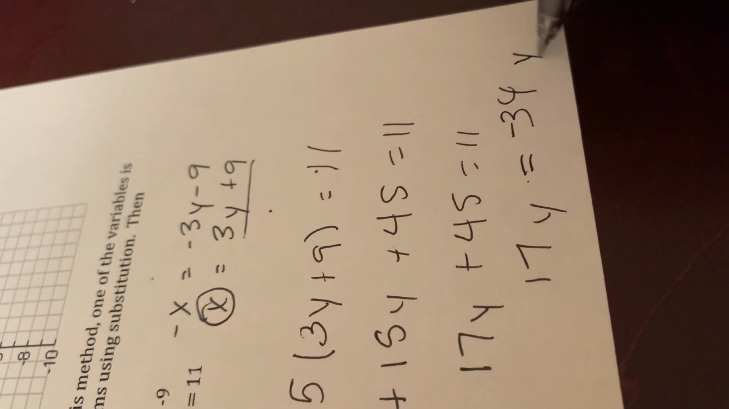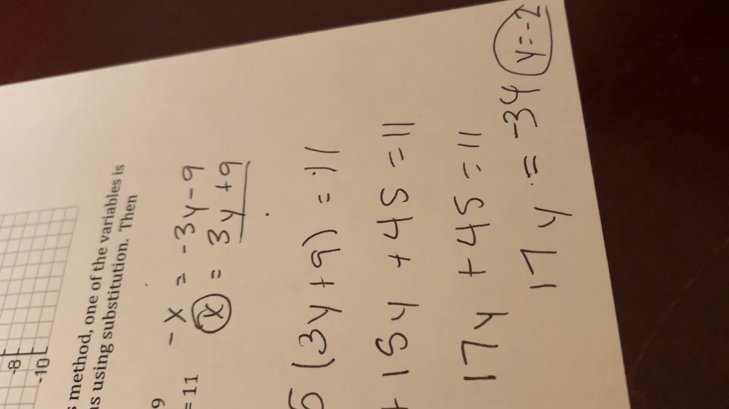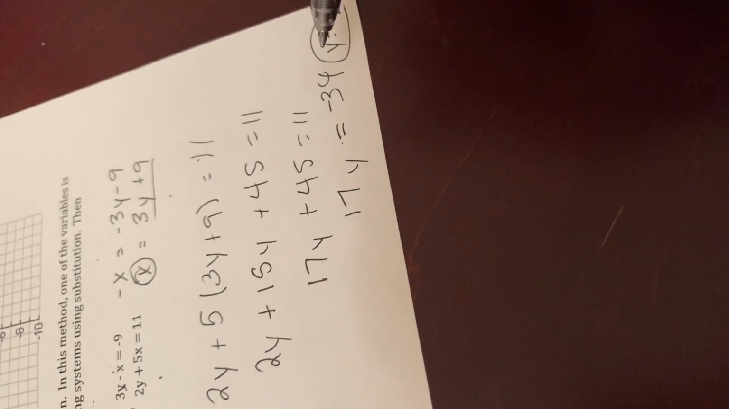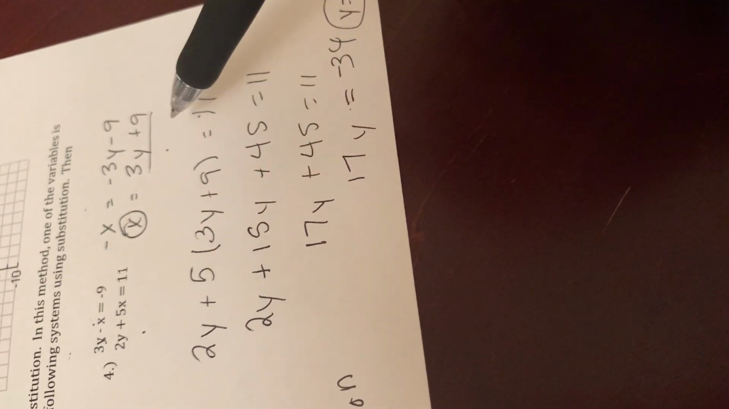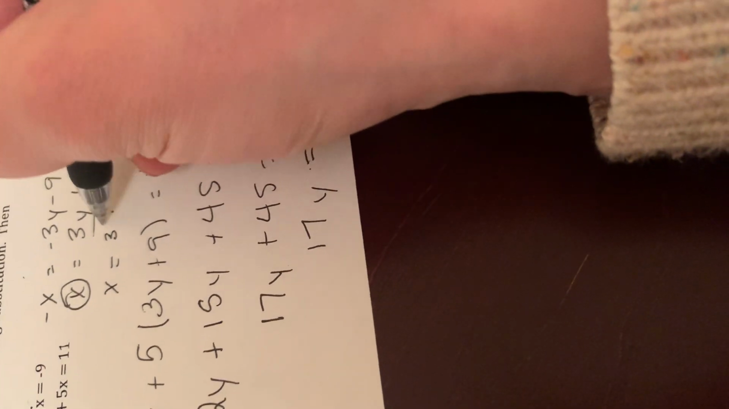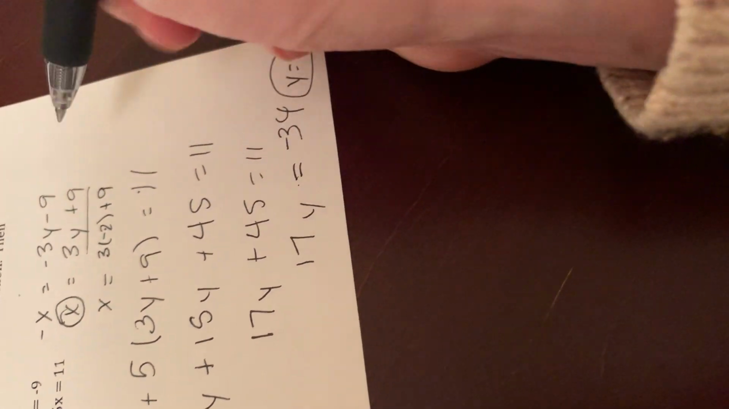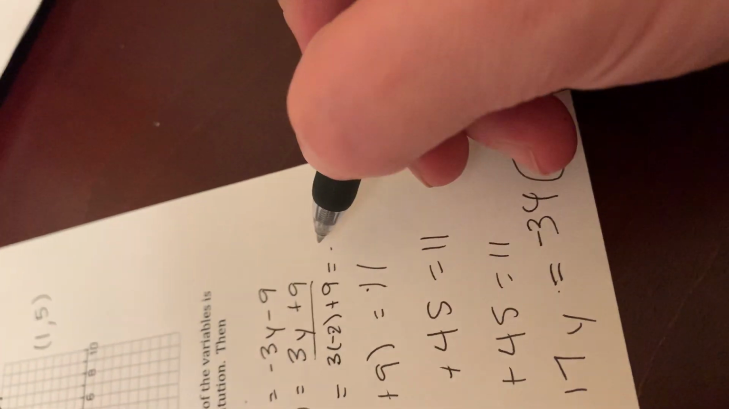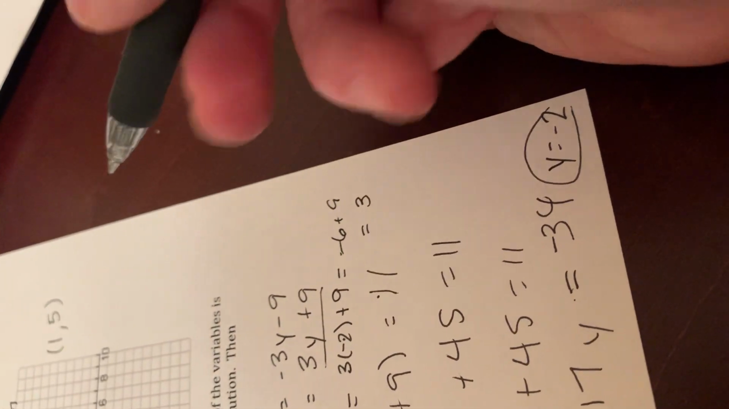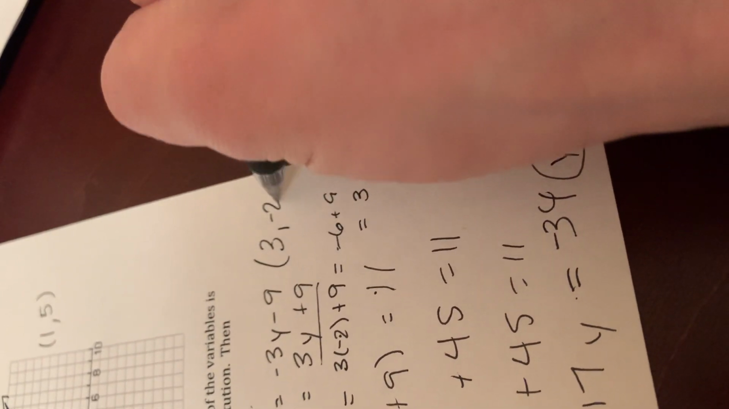And then we divide, and y equals -2. But I'm not done. I want to solve the system, meaning I need to find x and y. So I take y and I can put it back into either equation, it doesn't matter. So let's just do it here. If I know y is -2, let's replace it, and we will get 3. So my solution is (3, -2).